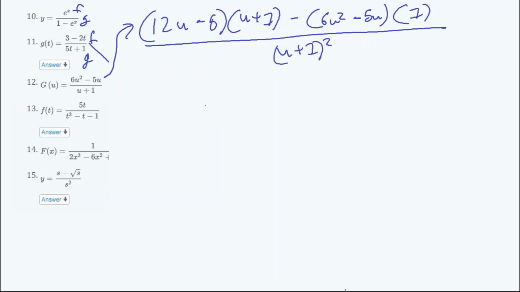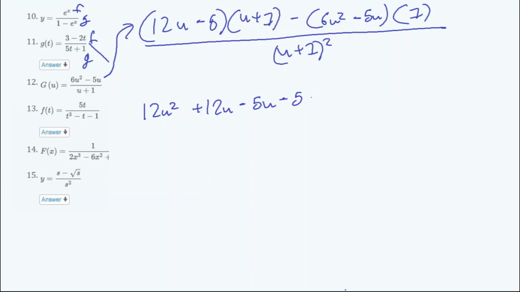And we don't need to multiply out the denominator, but we do need to multiply out the numerator. So if we multiply all this out, we're going to have 12u squared and plus 12u minus 5u and minus 5.